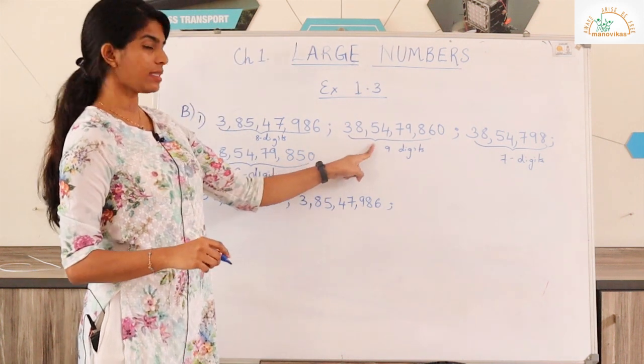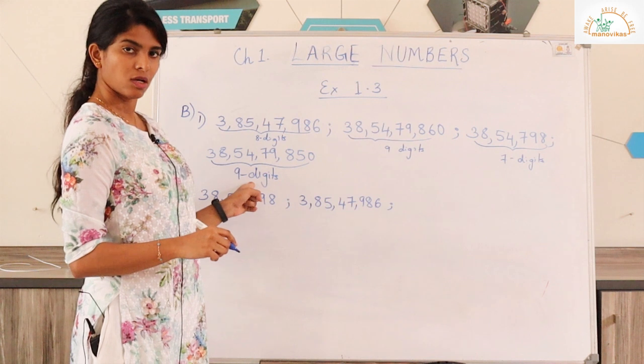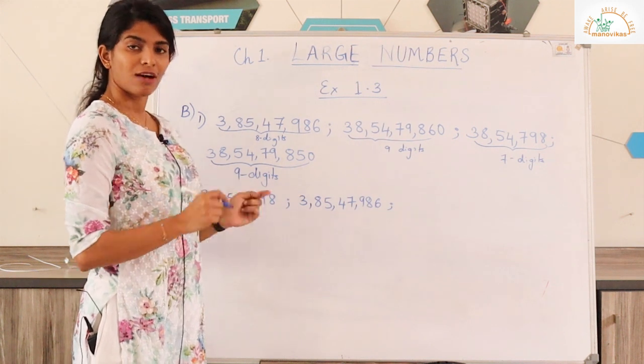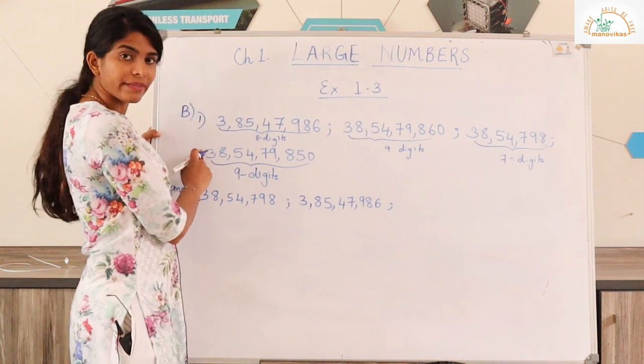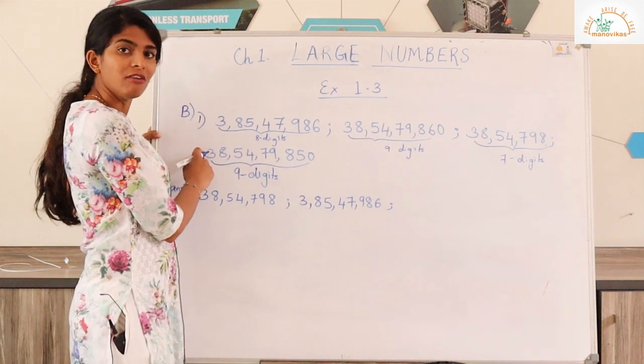Now here we see 9 digits and 9 digits. Both are having 9 digits. Now what do we have to do? We have to follow the next step, that is, compare the leftmost number first.